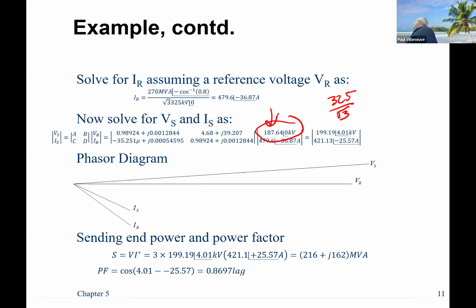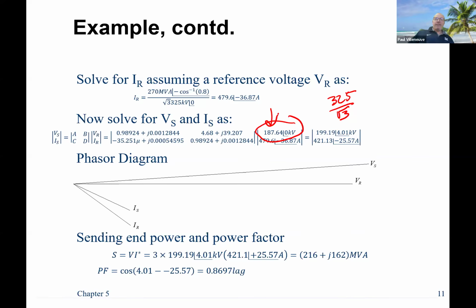Then when I do that, the last thing is, I also pick my reference voltage to be at an angle of 0, right? Because it's reference, so I stuck it at 0. So that's why you see an angle of 0 kV. So the magnitude of the voltage is because I divided by the square root of 3. The 325, I divide by the square root of 3. The angle of 0 is because that's my reference. And then when I calculate it out, that's my voltage and my current.